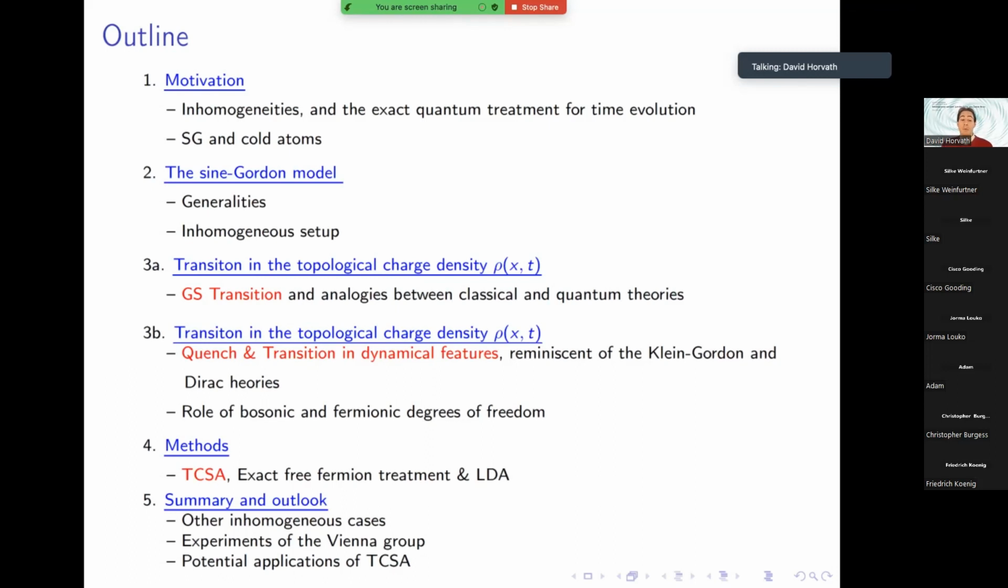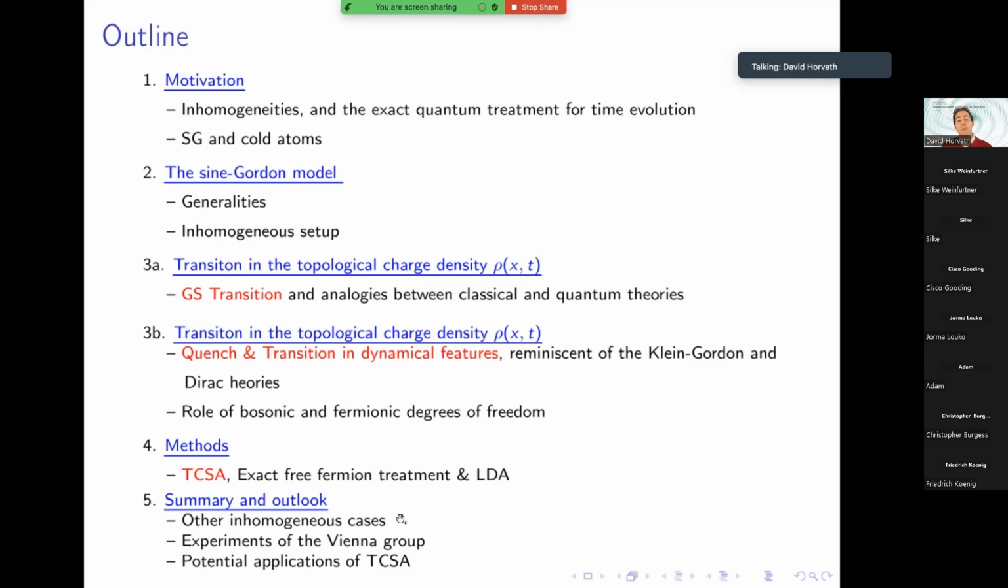And once the physics is over, I mean, once this problem is really discussed, then I would like to talk about some methods, in particular one method, which is called TCSA. The acronym stands for truncated conformal space approach. It's a numerical method which made it possible to perform our simulations, and I would like to just summarize the essence of this method. And finally, I will summarize, and I will give, I think, quite an extended outlook.